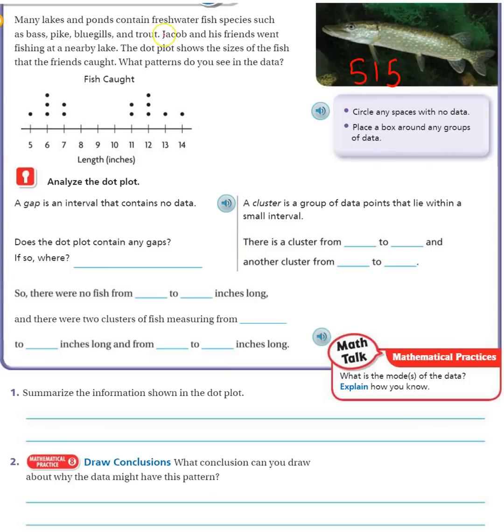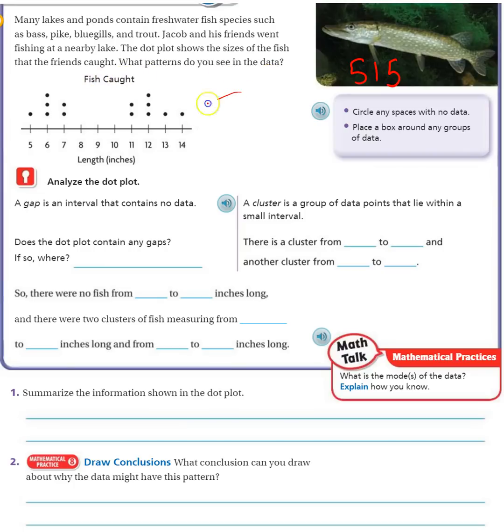Many lakes and ponds contain freshwater fish species such as bass, pike, bluegills, and trout. Jacob and his friends went fishing at a nearby lake. The dot plot shows the sizes of fish that the friends caught. What patterns do you see in the data?